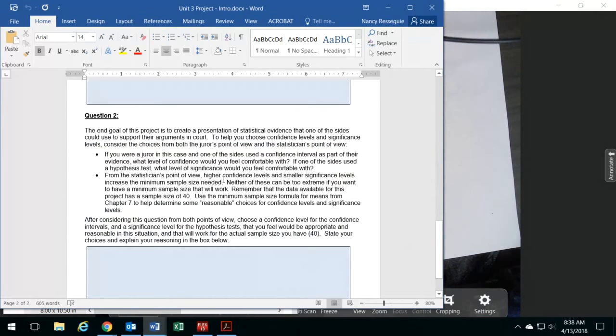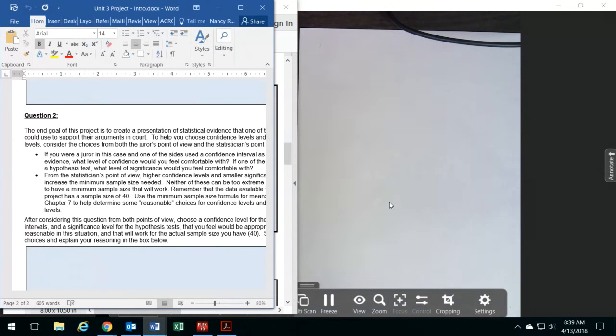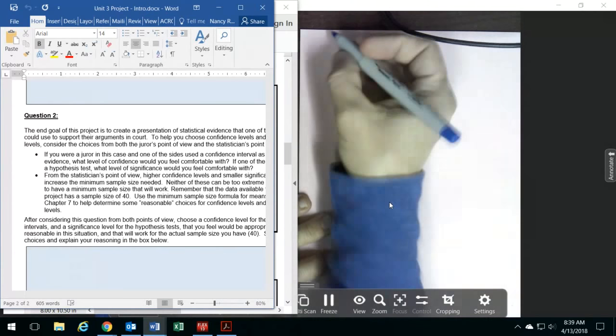The second one is about this part of the assignment. So first of all, you're just supposed to think about, if you were a juror, what level of confidence would make you feel comfortable, or what level of significance for a hypothesis test would make you feel comfortable. So keep in mind that those two things are related.